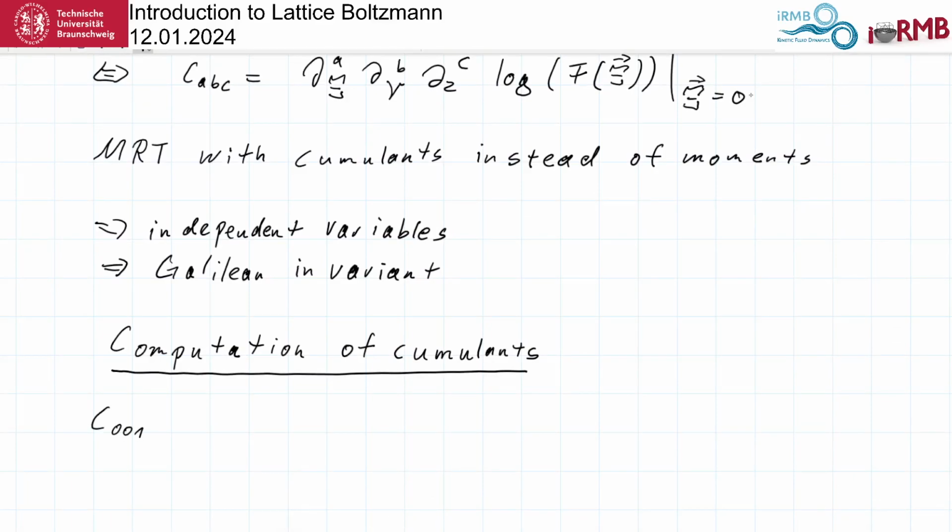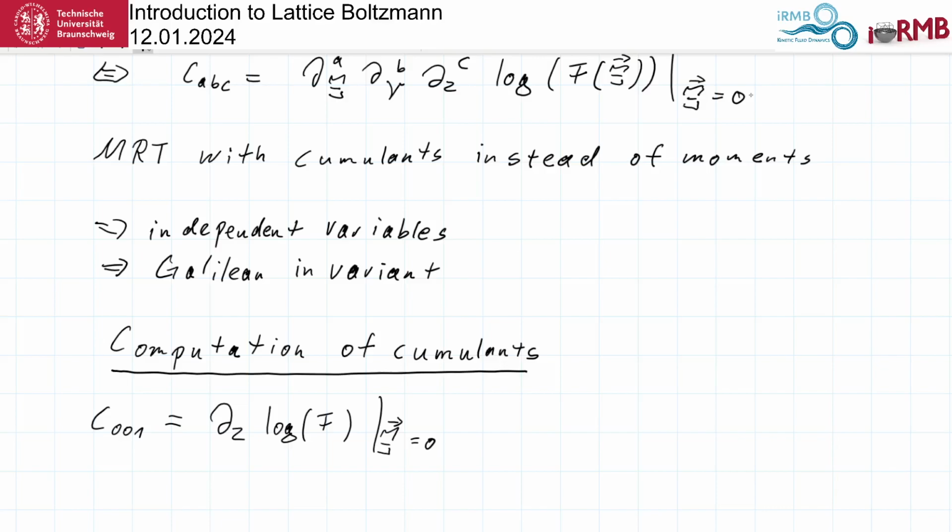So let's say we are interested in the cumulant C001, which, going by definition, would be the derivative in the capital zeta direction of the logarithm of f, and this evaluated at c equal to 0.